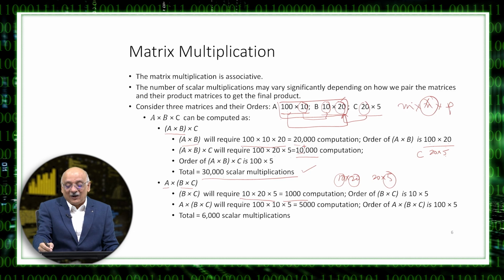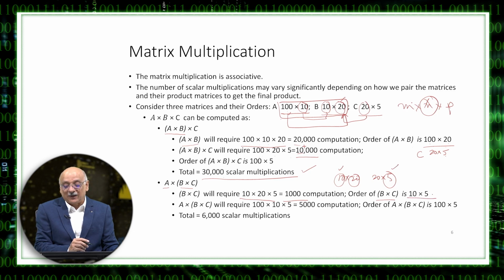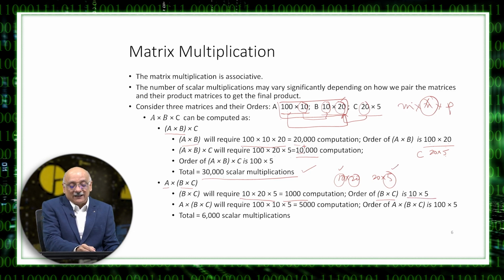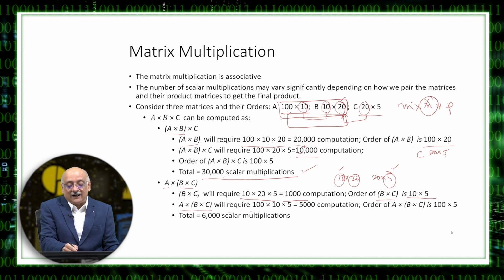Alright. And the order of BC is going to be obviously the first dimension and the last dimension. This is going to be 10 into 5. Alright. So the ABC will require 100 into 10 into 5.